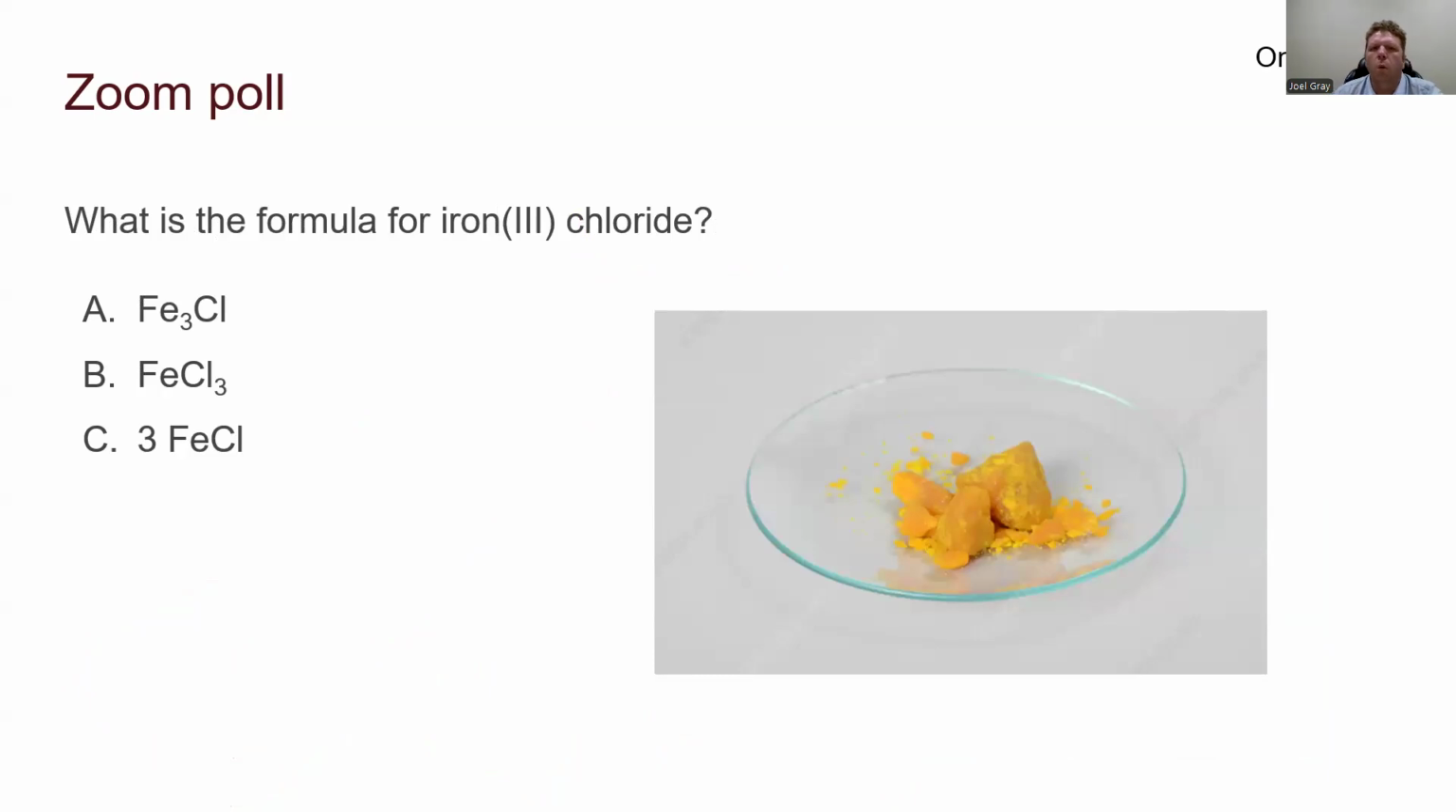Now, what is the formula? Sorry, I'm forgetting that I have my mouse, but it's not connected because I have a limited number of USB ports. What is the formula for iron(III) chloride? This is a little bit of a throwback. You've got Fe3Cl, FeCl3, and 3FeCl. I'll give you another 15 seconds to think about this one.